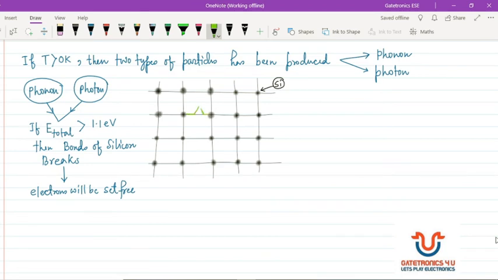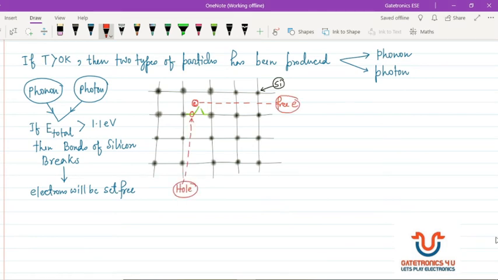And if this bond breaks, then of the two electrons that are inside this bond, one of the electrons will be free, so a free electron will be produced. And in the place of the free electron, there is a scarcity of negative charge which will act as a positive charge. This positive charge, or the vacancy of negative charge or vacancy of electron, is called the hole. So we can say that this one is the free electron and this one is the hole.